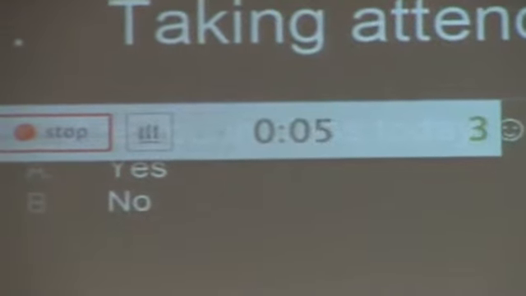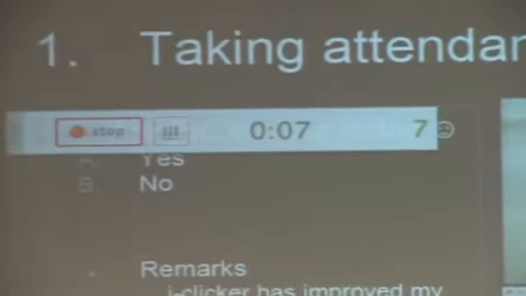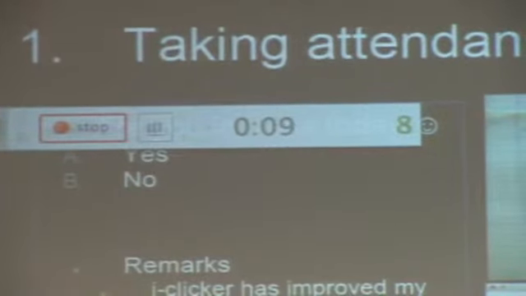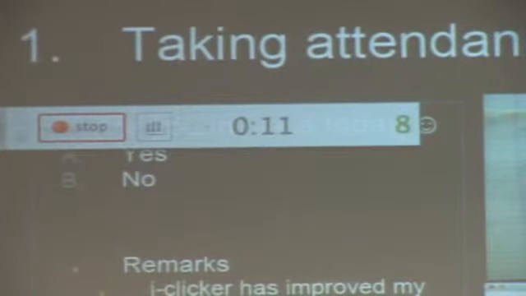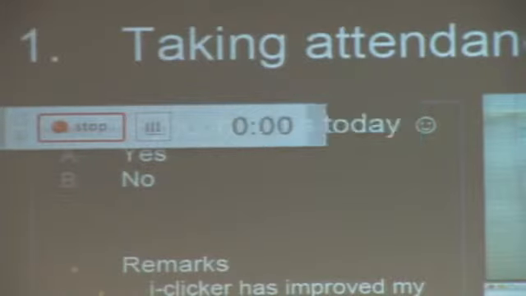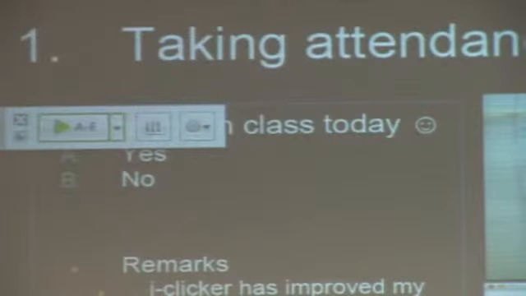At the end of the class or beginning, I give them a question. Are you in the classroom today? Let's just go ahead and show that we are here. So they go ahead and say yes. Even if they say no, that's fine. As long as they click something, they get points for it. Okay, so 8 are in the classroom. Let's just stop on that.